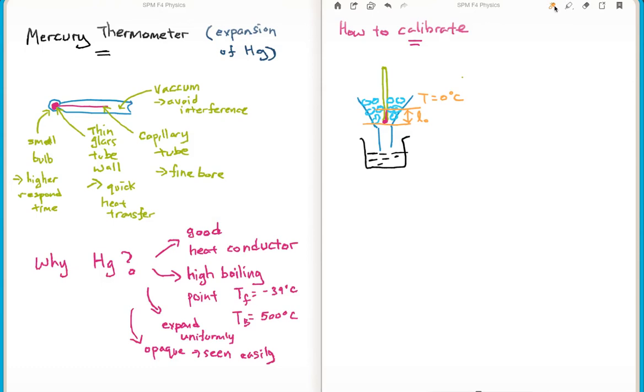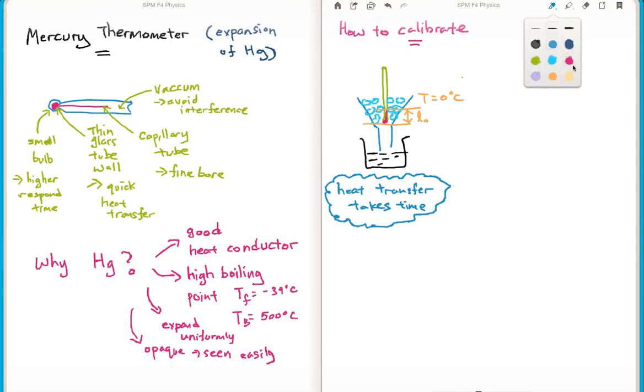Okay, first of all, heat transfer takes time. This is something you need to learn and you need to know. Heat transfer is all about the zeroth law of thermodynamics. Heat transfer takes time. You need to understand that something is moving, so it takes time to move, to have a net movement. So that's the zeroth law.